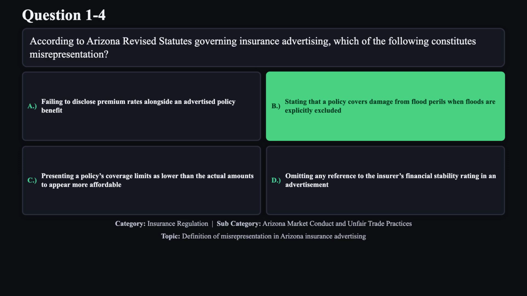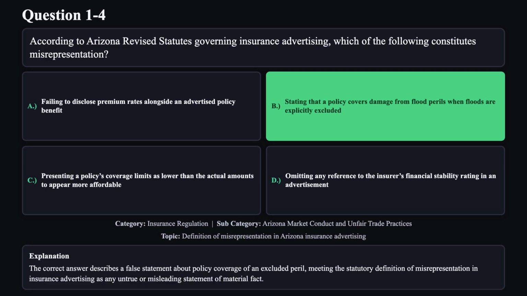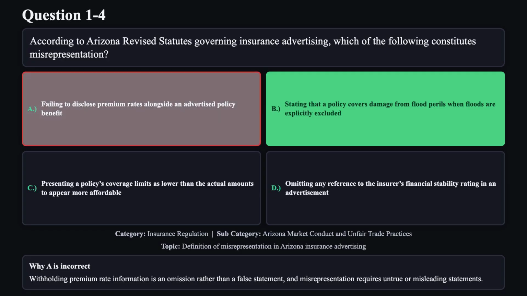The correct answer is B. The correct answer describes a false statement about policy coverage of an excluded peril, meeting the statutory definition of misrepresentation in insurance advertising as any untrue or misleading statement of material fact. Reason A is not correct. Withholding premium rate information is an omission rather than a false statement, and misrepresentation requires untrue or misleading statements.